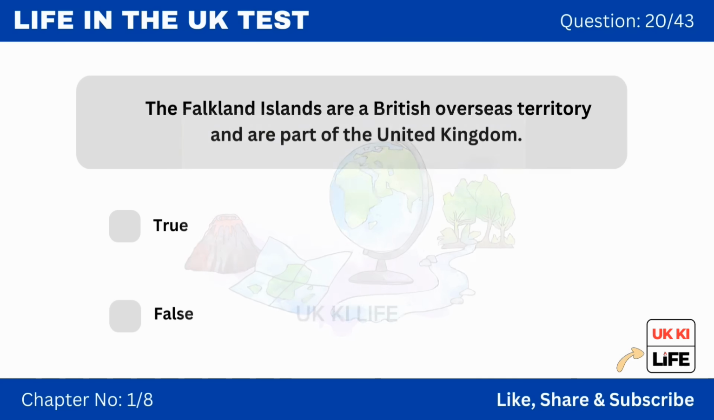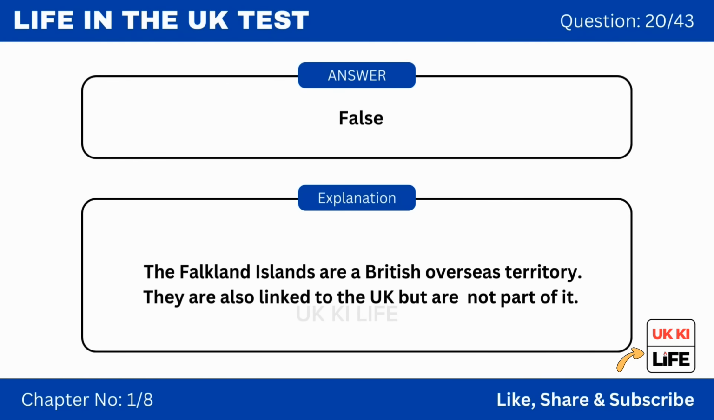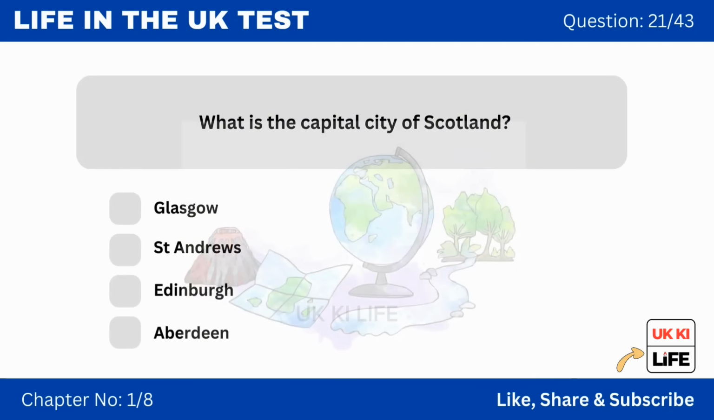The correct option is B. Explanation. The Falkland Islands are a British overseas territory. They are also linked to the UK but are not part of it. Question 21. What is the capital city of Scotland? Glasgow, St Andrews, Edinburgh, Aberdeen.